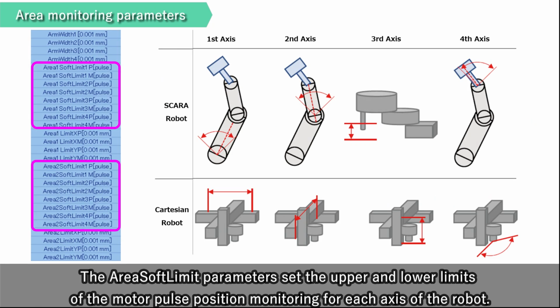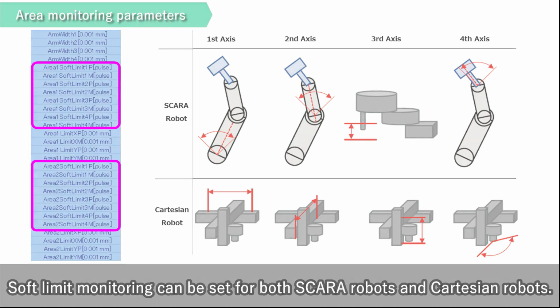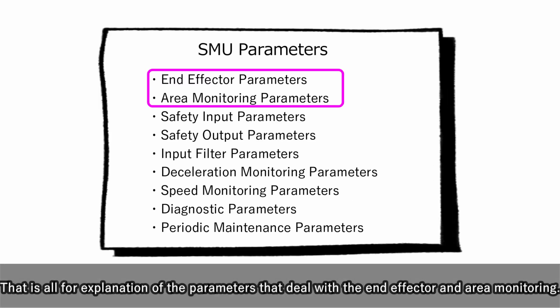The area soft limit parameters set the upper and lower limits of the motor pulse position monitoring for each axis of the robot. Soft limit monitoring can be set for both SCARA robots and Cartesian robots. That is all for explanation of the parameters that deal with the end effector and area monitoring.